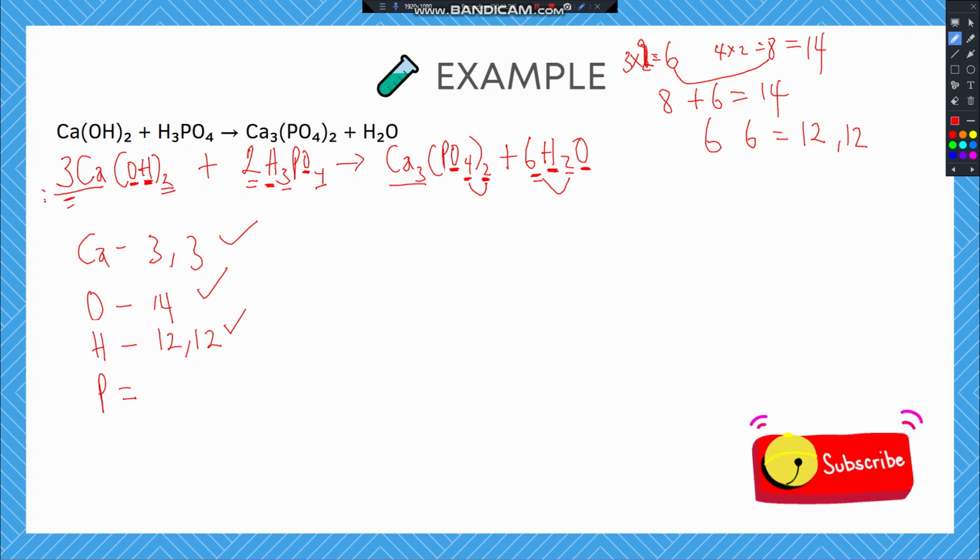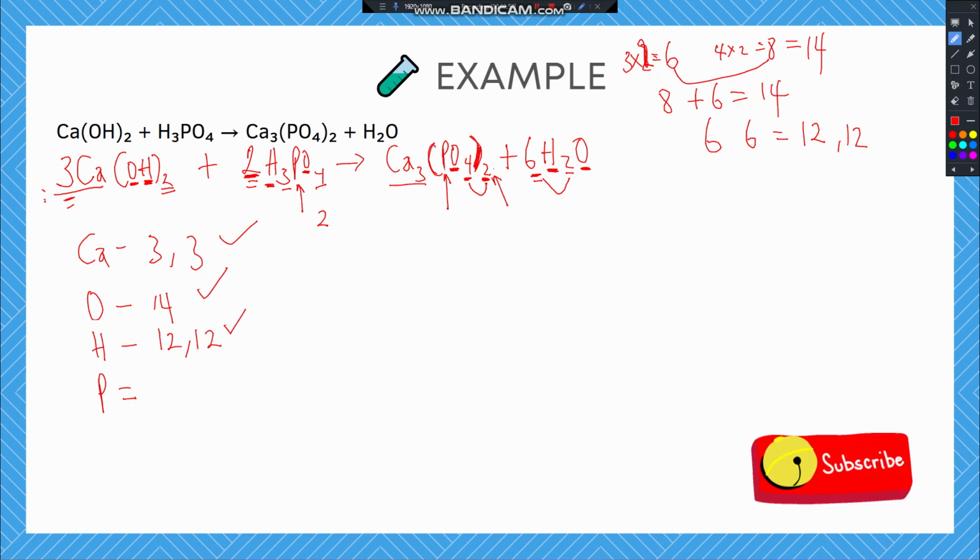So we have one atom of phosphorus over here. It has no subscripts attached to it, but then it has a coefficient of 2 over here. Okay, so we have two atoms of phosphorus on the left hand side. On the right hand side, you can see an atom of phosphorus over here, and it is enclosed in a bracket that has a subscript of 2.